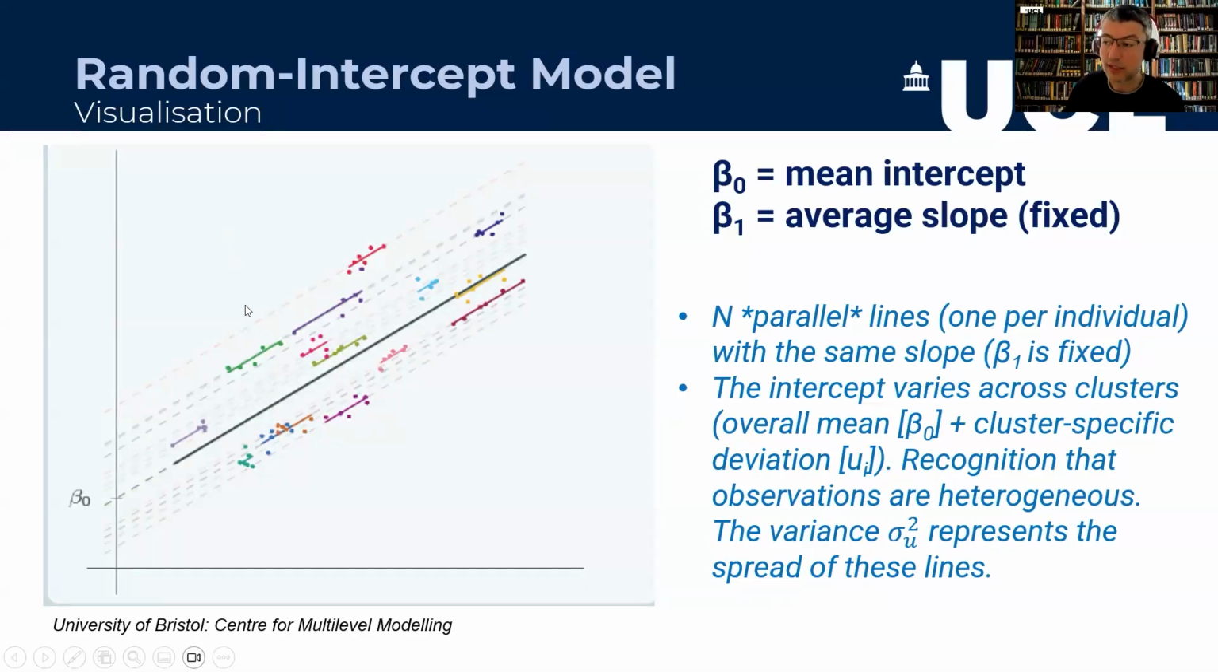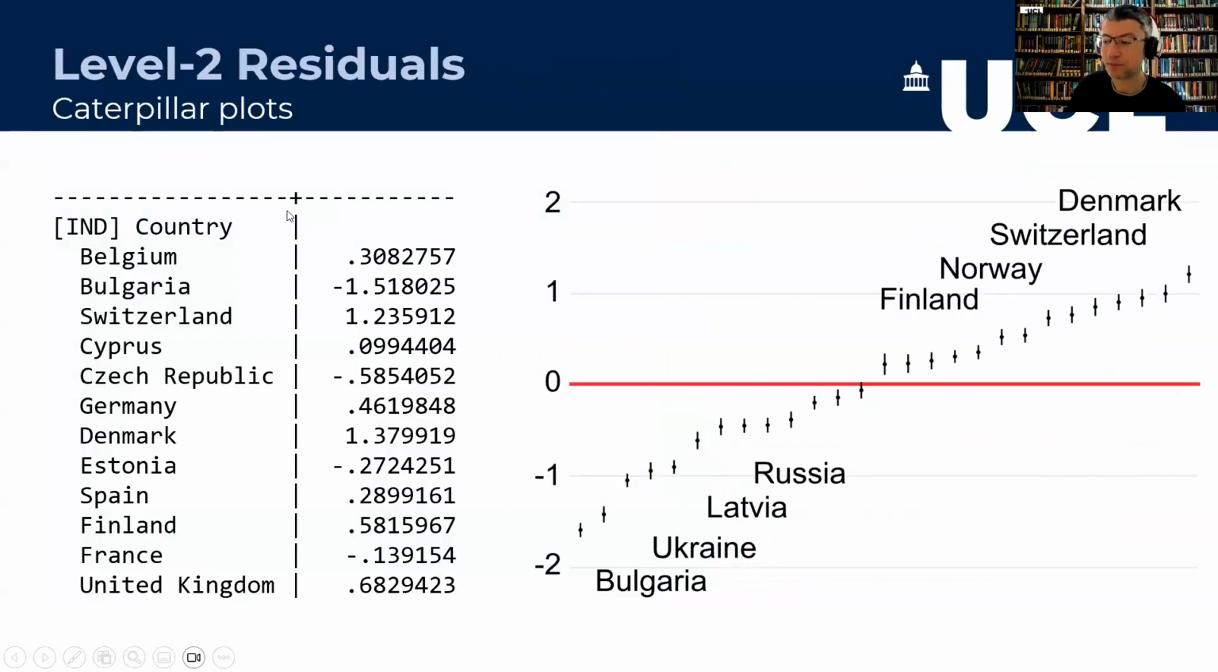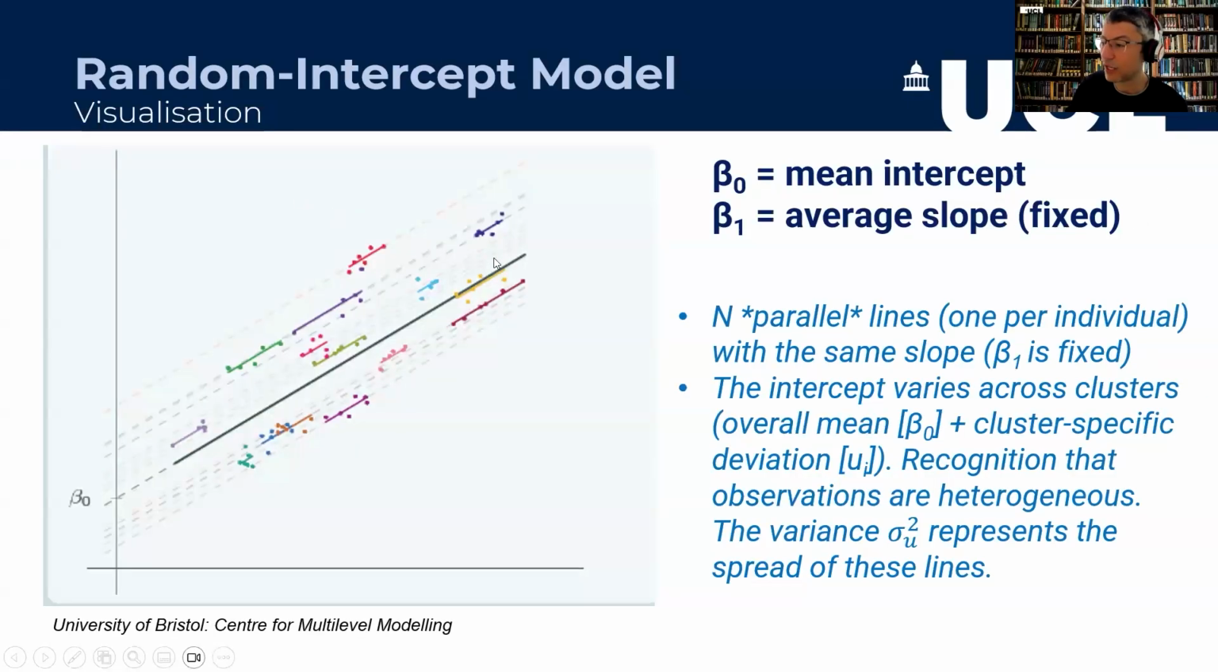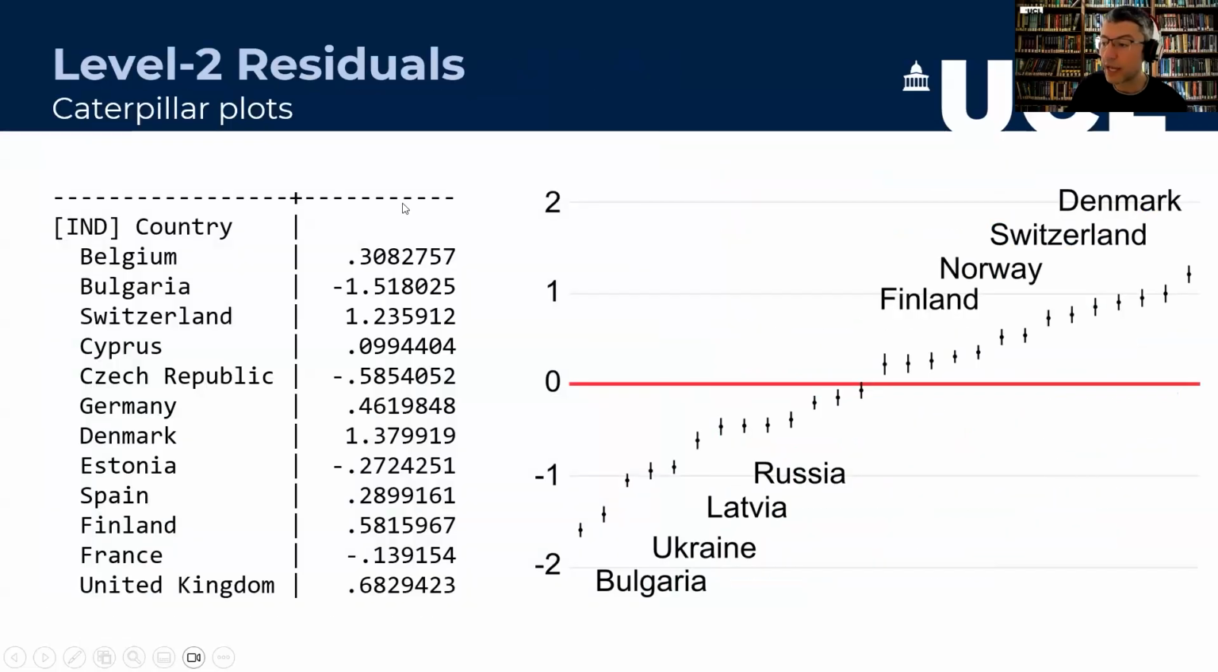But what this also means is that technically we can calculate the residuals for each of these countries. So we can calculate how much of a distance there is between, let's say, this red line and the overall black line, this yellow line and the overall black line, and so forth. So we can estimate this distance and therefore also see how the various countries fare compared to the overall level.